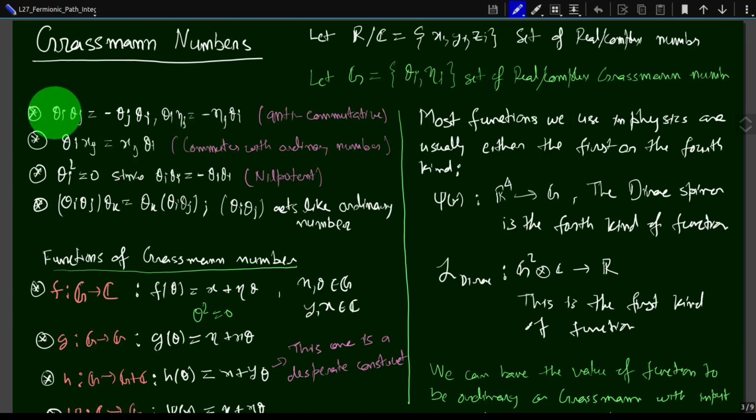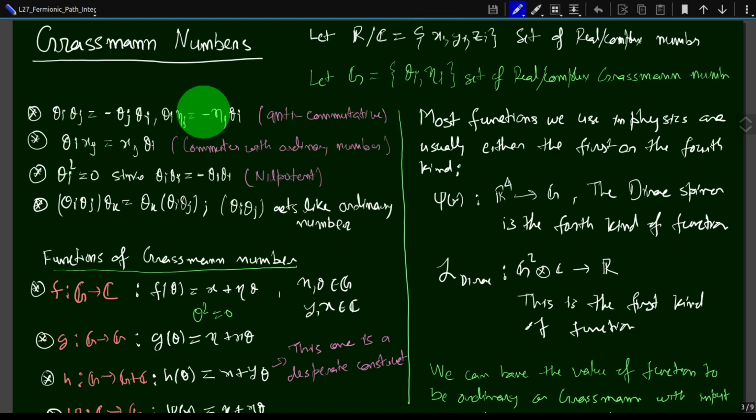The most important property, the first thing written here, is theta_i theta_j is equal to minus theta_j theta_i, and eta_i eta_j is equal to minus eta_j eta_i. This is the anti-commutative property: two Grassmann numbers must anti-commute with each other. The second property is theta_i x_j is equal to x_j theta_i, so it commutes with the ordinary numbers, real or complex.